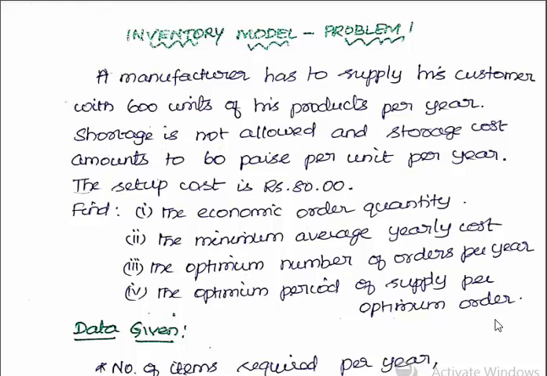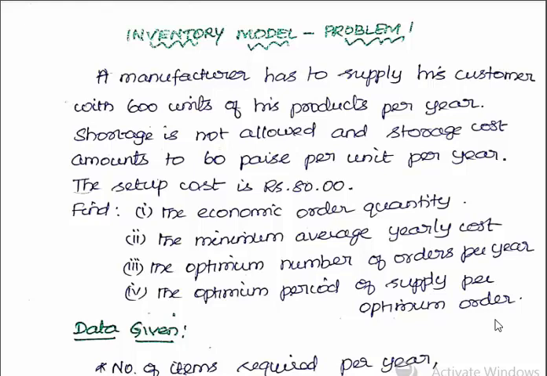First one is purchasing model without shortages allowed. Second one is manufacturing model without shortages allowed. Third one is purchasing model with shortages allowed. And fourth type is manufacturing model with shortages allowed. Before going to solve the problem, we have to identify the type of inventory model. So here is the problem statement.